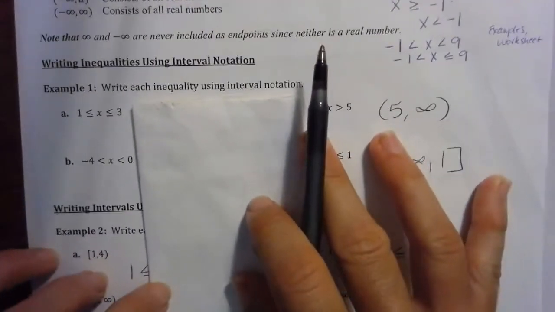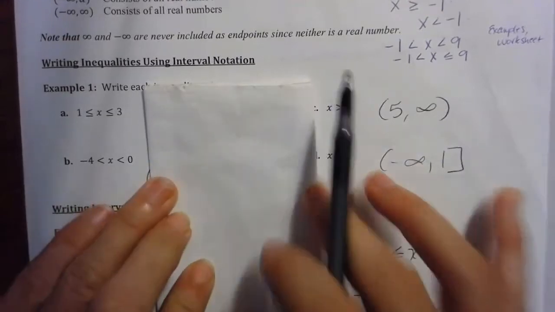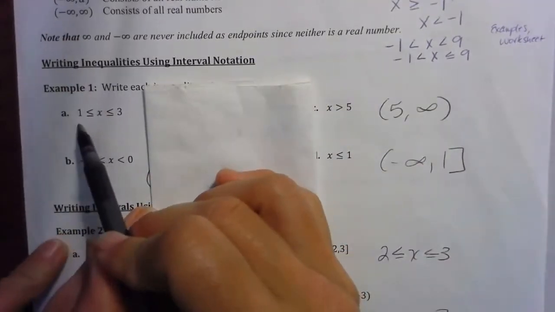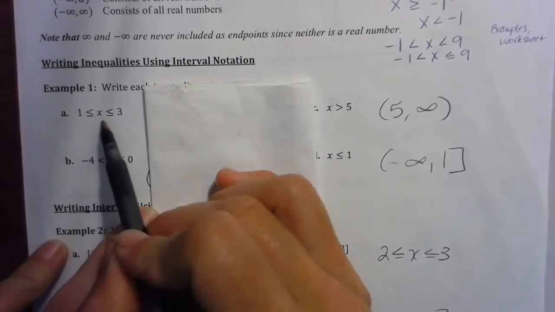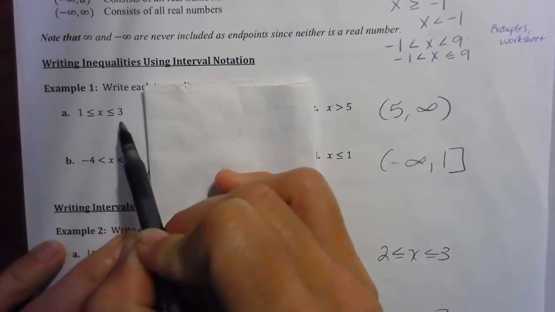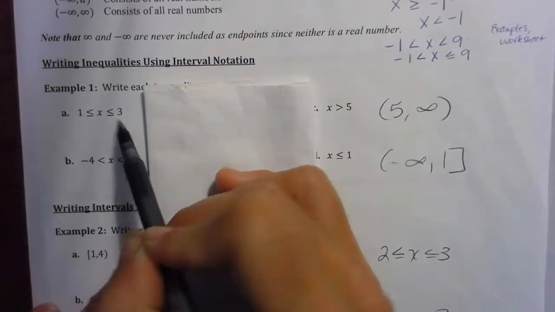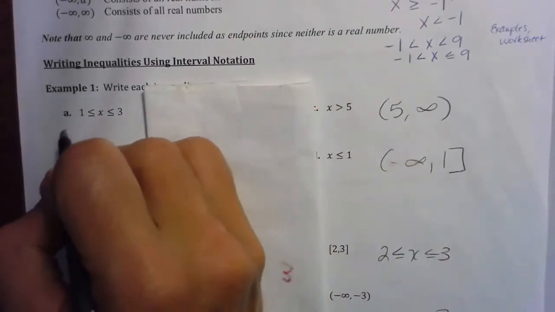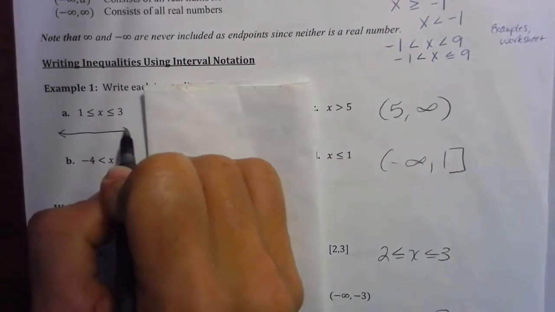Okay, so let's get into it. We want to be able to write this here: -1 is less than or equal to x is less than or equal to 3. We want to be able to take that inequality and write it in interval notation. So let's start with a graph, and let's look at what it looks like on the graph.